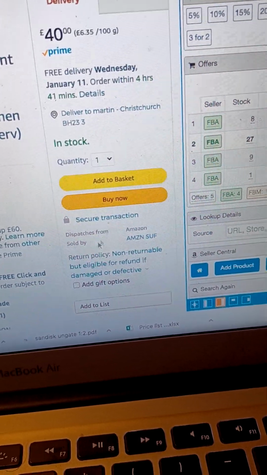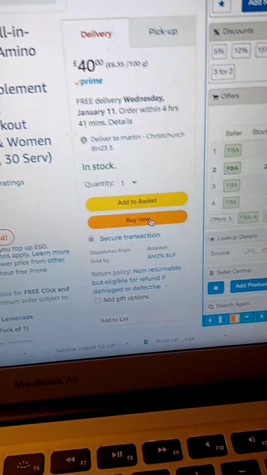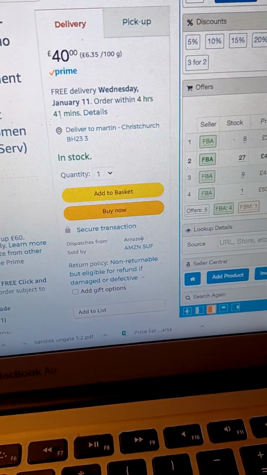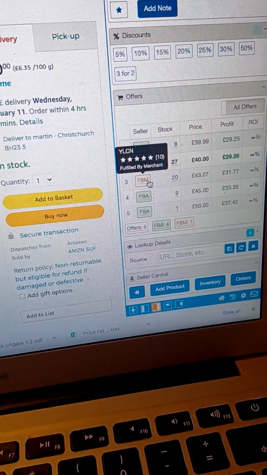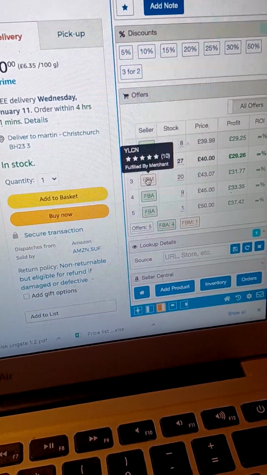Dispatches from Amazon, you don't even read that. You just add to basket, buy now, and even on your phone, it's just swipe your finger right. You don't realize where this is coming from. Dispatches from Amazon. If the FBM seller was selling, it would say YLCN. It would say dispatches from YLCN.